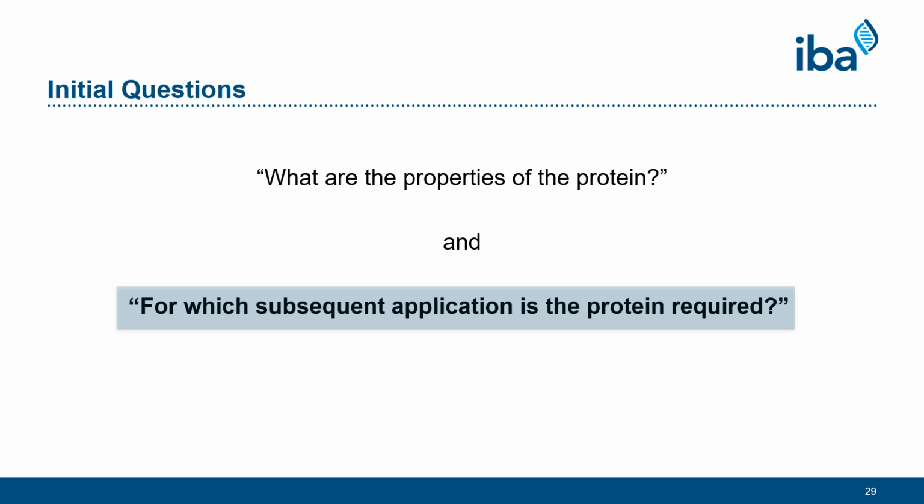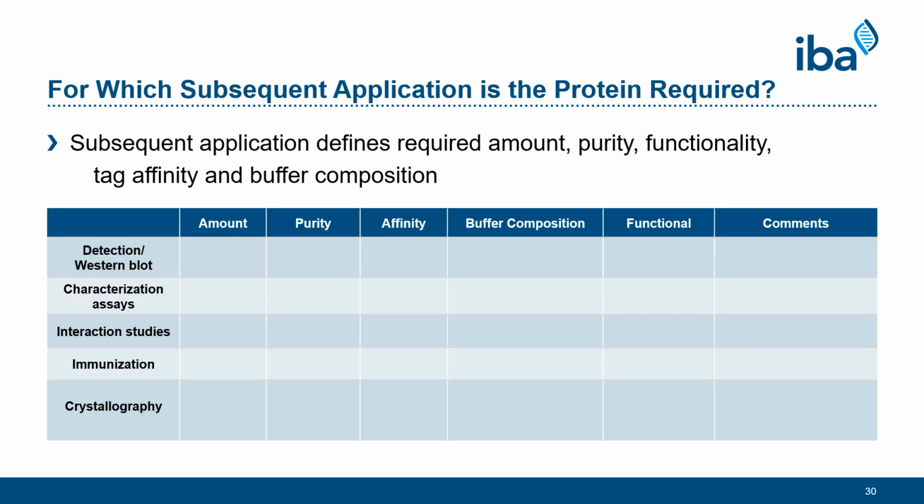We have focused on the first question and now we can go over to the second initial question: for which subsequent application is a protein required? The second initial question is an important question because the subsequent application defines the required amount of the target protein, the purity, the affinity of the tag, the buffer composition, and if the target protein has to be functional or active. The most frequent applications are detection in Western blot, characterization assays, interaction studies, immunization, and crystallography.